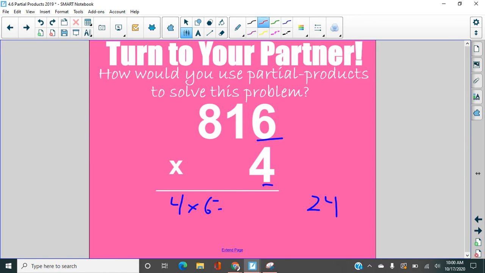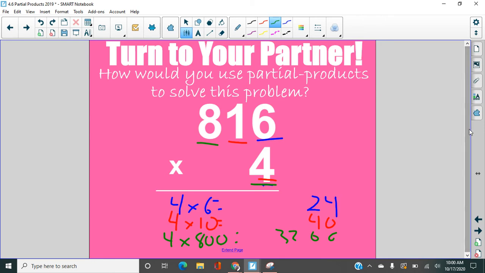Now, what do I multiply? 4 times, I hope you didn't say what times 1, because that is not times 1. 4 times 10. 4 times 10 is 40. Okay, and what is my last multiplication problem? 4 times 800, not 8. 4 times 800, which is 3,200.